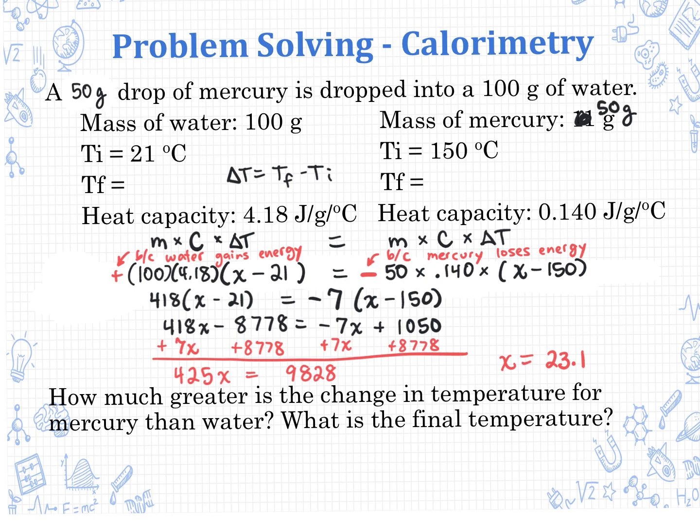I have to remind myself that x, the way I defined it in this problem, was the final temperature. And notice, this is the exact same final temperature that I got with the other method of calculation. So you can do this either way, but both the mercury and the water are going to end up with a final temperature of 23.1 degrees Celsius.